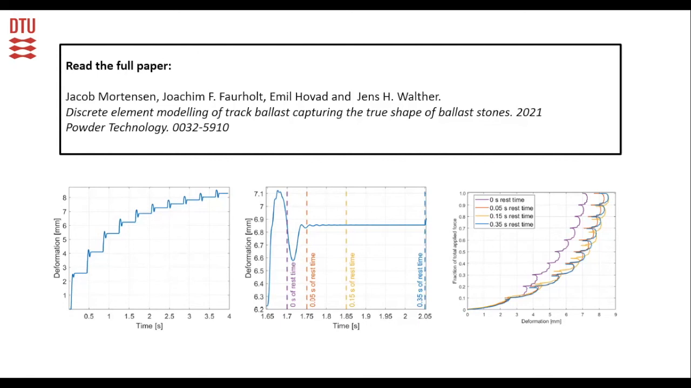Finally, please have a look at the full paper found by the link in the description box below. And in here, we present more results and a study of the influence of variations of the loading profile. And here we found that the influence of the cycle and rest time had a remarkable influence on the results.